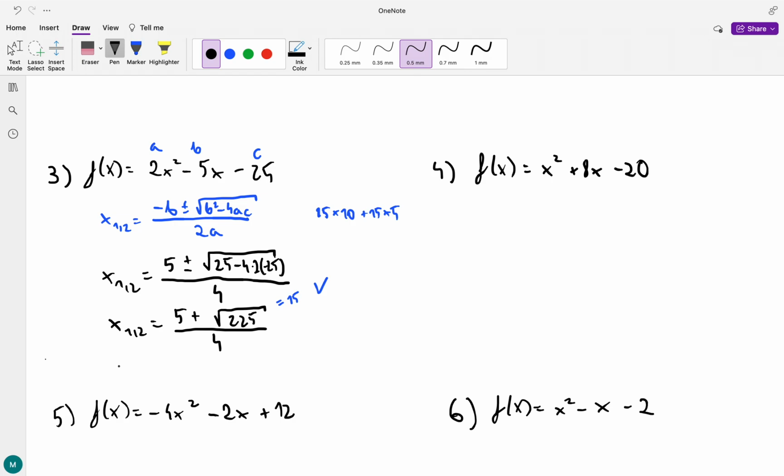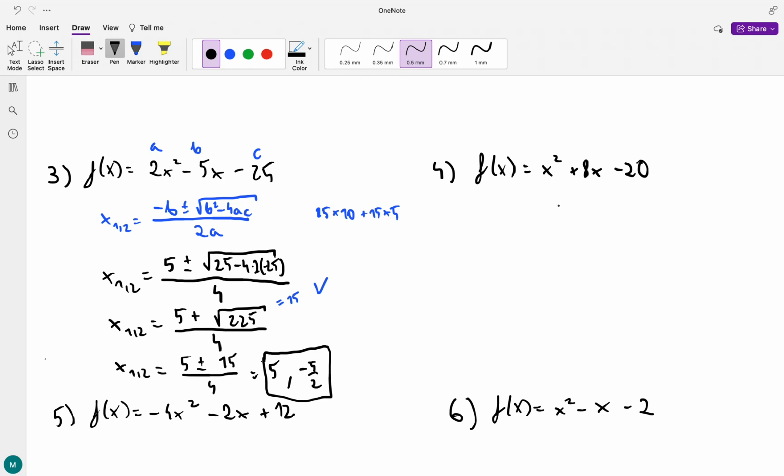So our final solutions of x1, 2 is 5 plus minus 15 over 4. So that would be 20 over 4, that would be 5. And the other one would be 5 minus 15, that's negative 10 over 4. That's 10 over 4, that's 5 over 2, negative 5 over 2. Okay, so it wasn't so bad using quadratic formula.